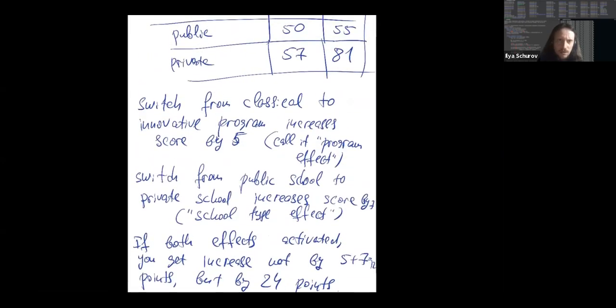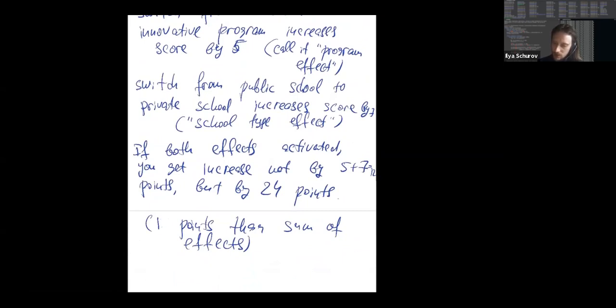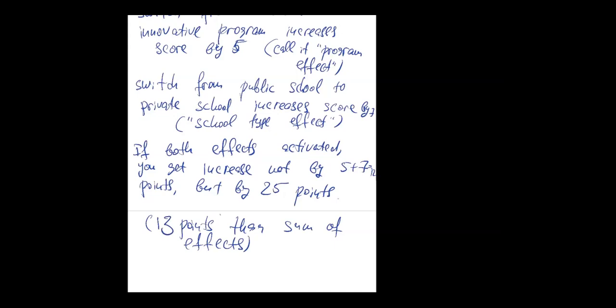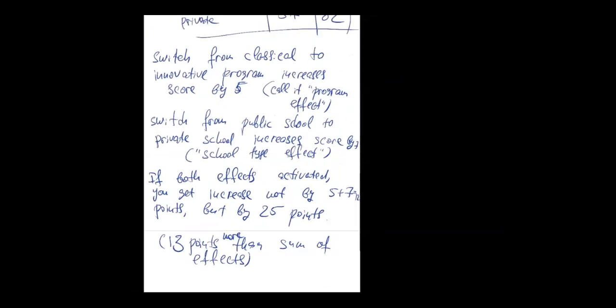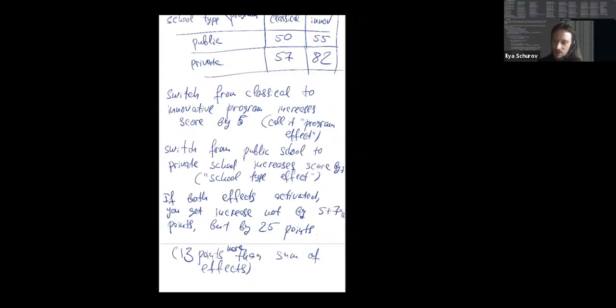Okay, let me use a little bit different numbers. Let me put here 82 just to avoid the same numbers. Can you please tell one more time how did you decide that innovative program increases score by 5? Because I just put these numbers from my head, and then I just see the difference, this difference and this difference, and then I see this difference.